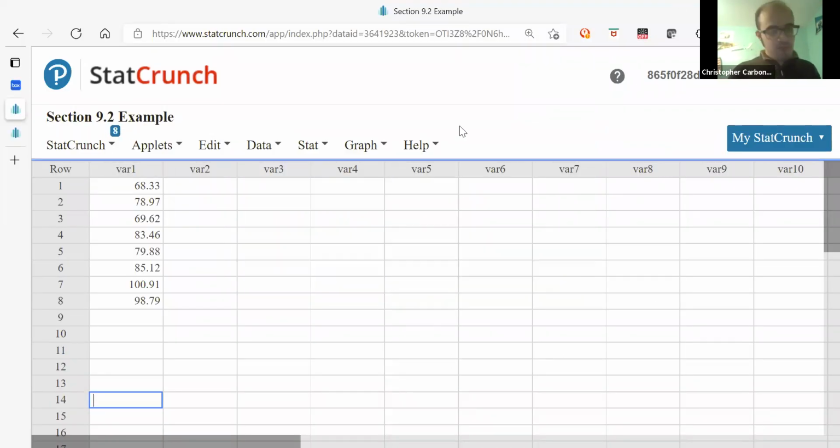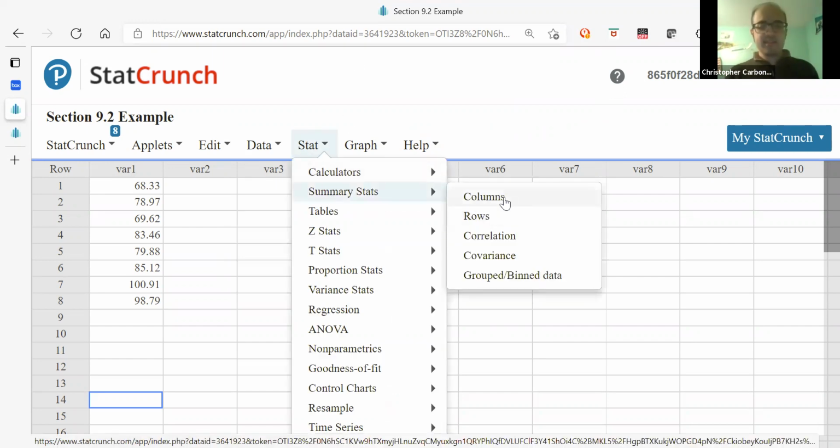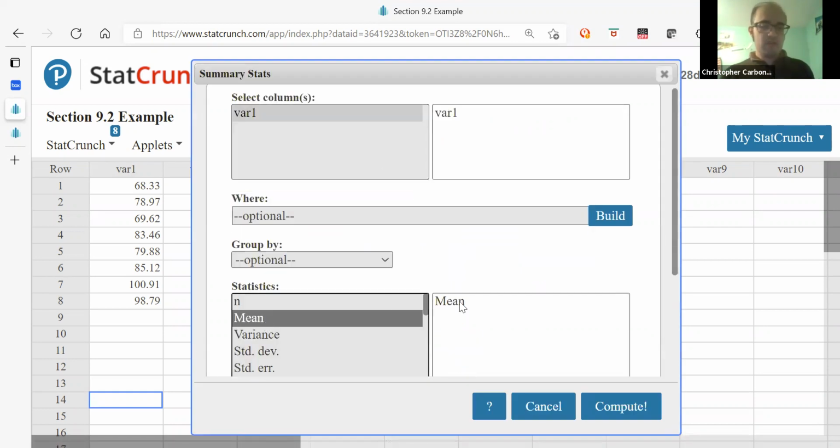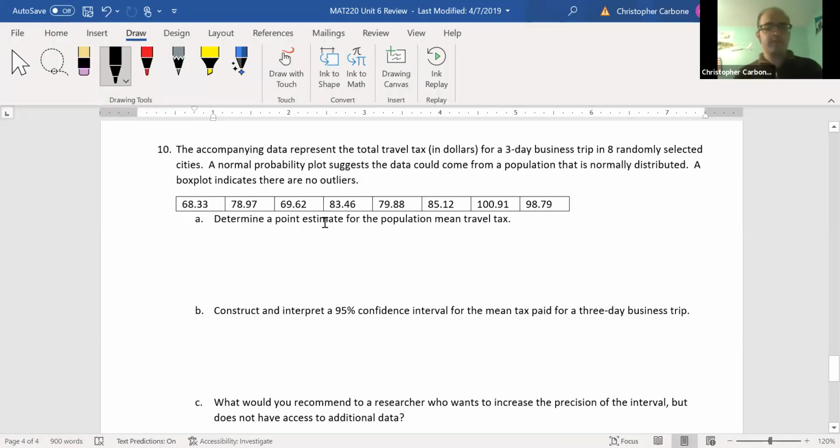So to find our point estimate, we are going to go to stat, summary stats, columns. We're going to choose our one column, and we're going to compute the mean, which, as we could see on here, since this is money, this rounds to $83.14. So X bar is equal to $83.14.